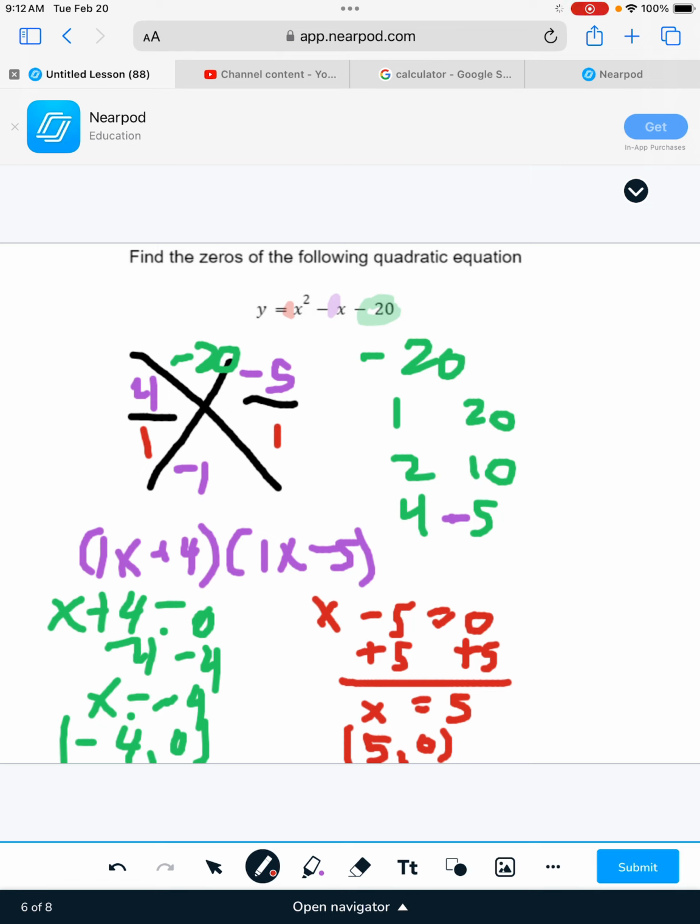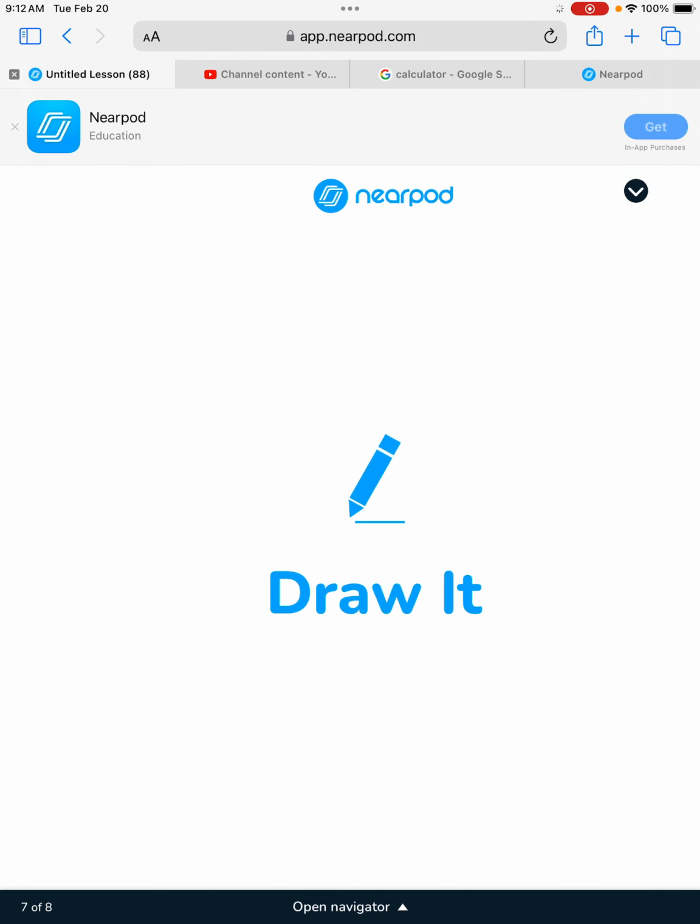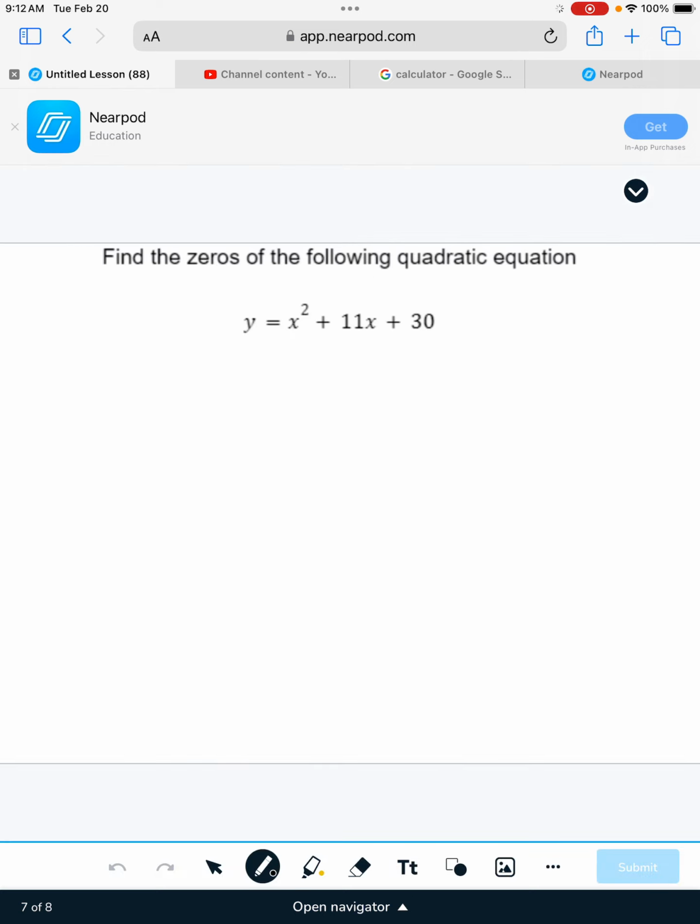It is not going to work nicely like that again on Wednesday, okay? We've still got 2 more questions to do, and now it starts getting just a little bit crazier. X squared plus 11x plus 30.